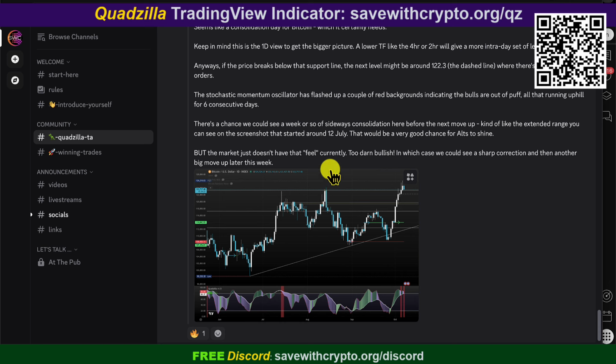And he's saying here that that would be a very good chance for the alts to shine. That's a really good point actually. But he just concludes by saying, but the market just doesn't have that feel currently. Too darn bullish, in which case we could see a sharp correction and then another big move up later this week.